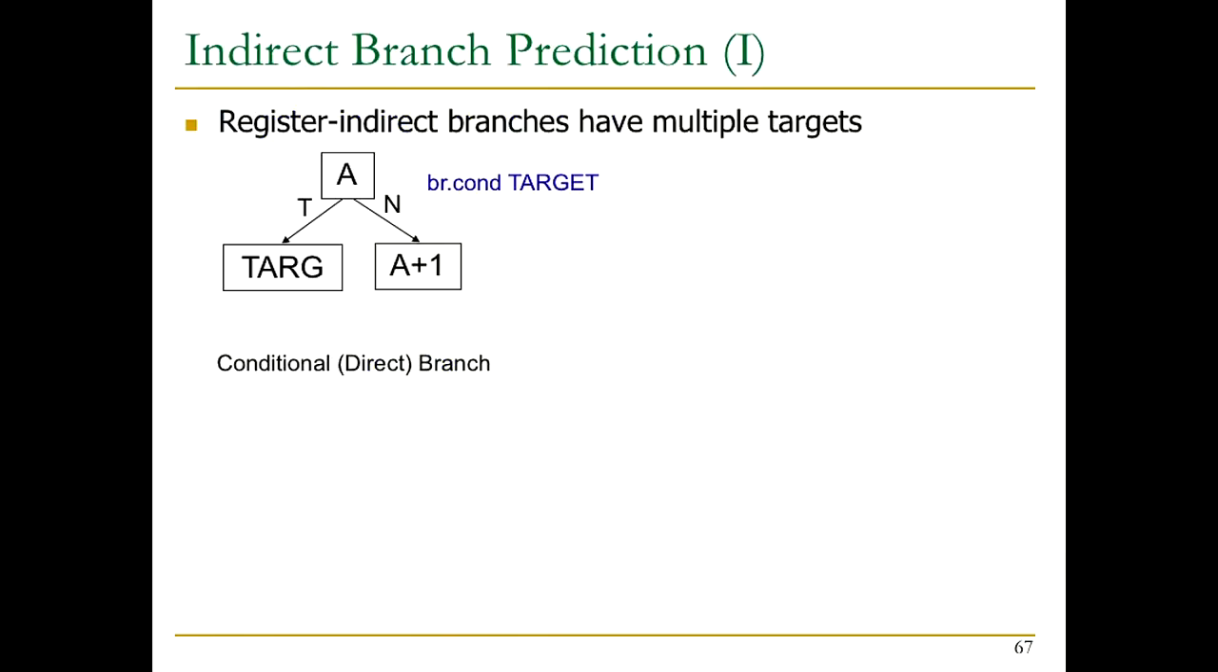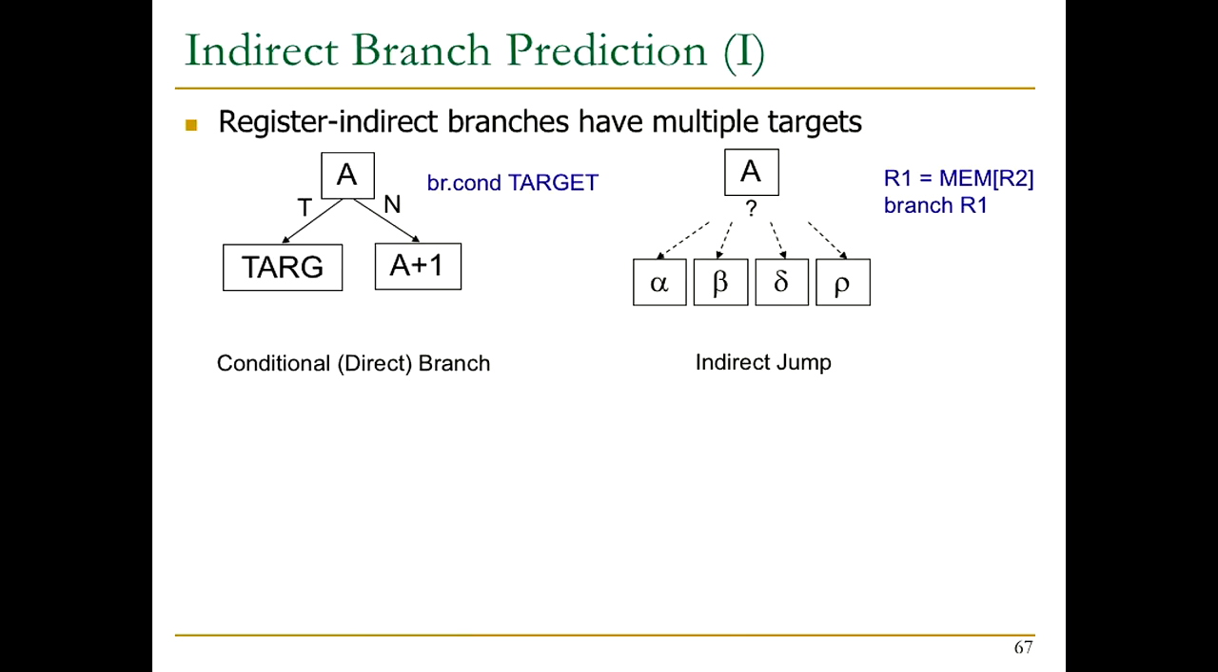Okay, let's look at the more general indirect branches. So register indirect branches have multiple targets. This is a conditional branch. It's direct, and it has two targets only. That's maybe easy. But this is a bit harder, right? You're branching on a value that loads from memory. How do you predict this thing?